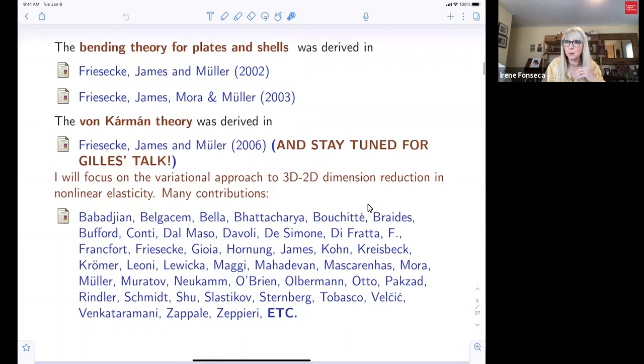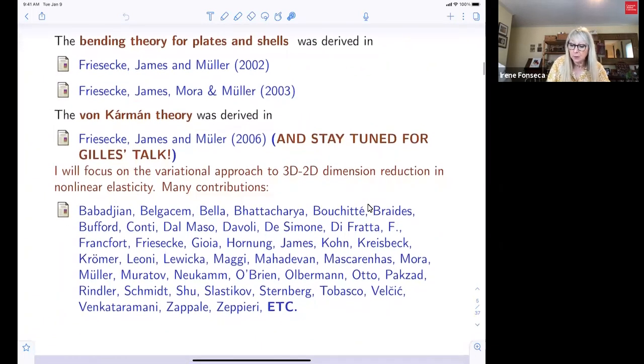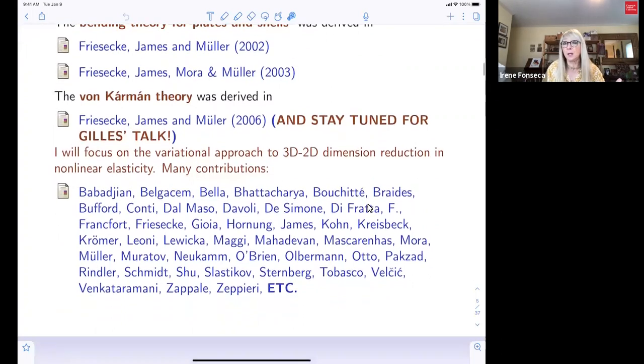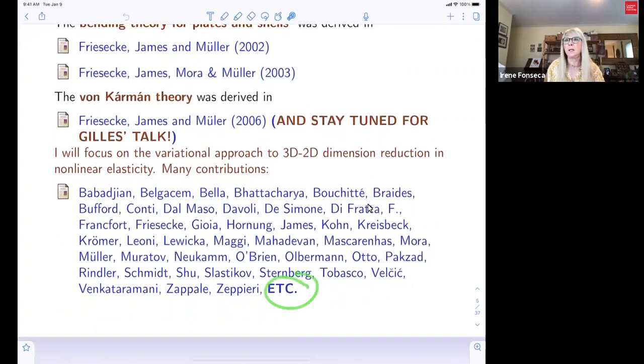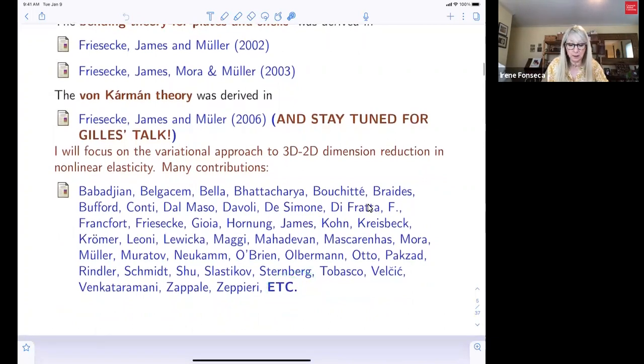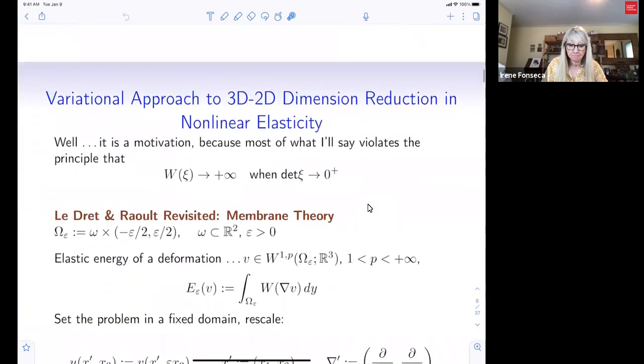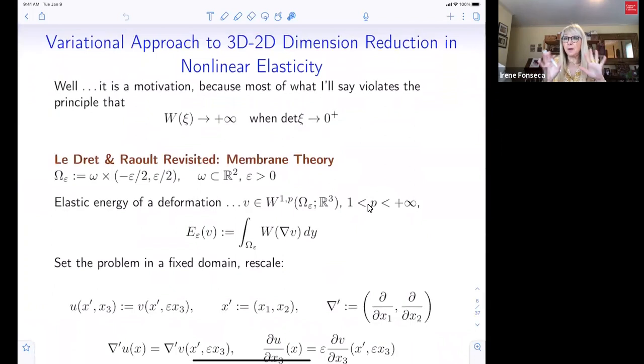But as I said, what I want to talk about today is 3D to 2D dimension reduction in nonlinear elasticity. There are many, many contributions. I have a list of names here, and again, your name may be in there. Apologies. But the list goes on. It's huge. So let me see if I can set the stage here in a way that as I go through my talk, this is going to be a constant. Even every time that I change to homogenization or this or that, I'll try to always use the same framework with the same notation.